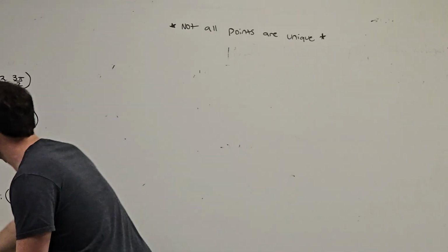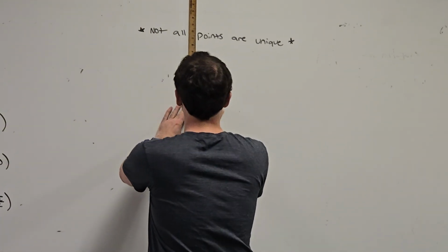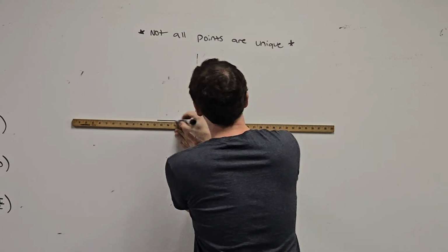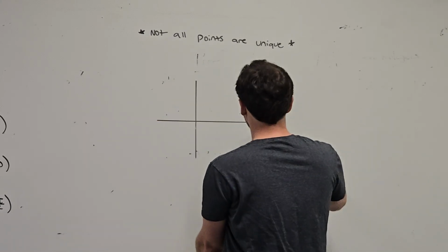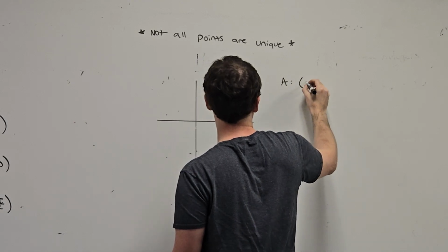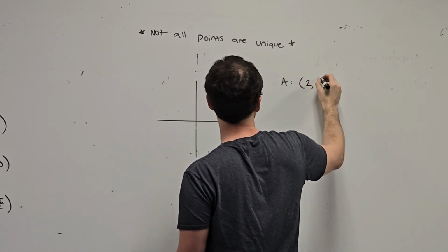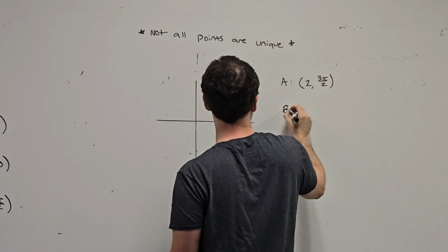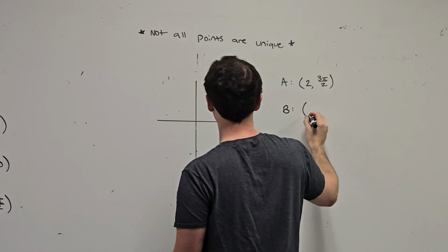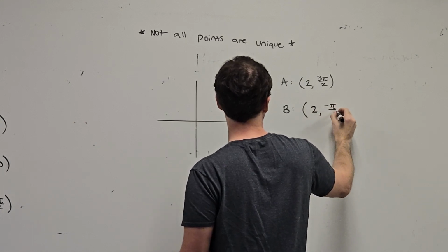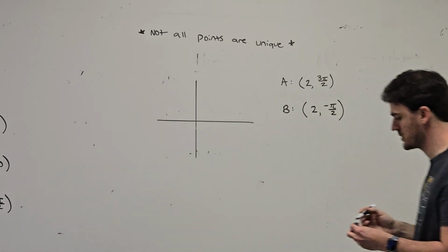So something you just want to kind of jot in your notes and remind yourself: in the polar plane, not all points are unique. If I ask you to plot A, which is (2, 3π/2), and B, which is (2, -π/2).